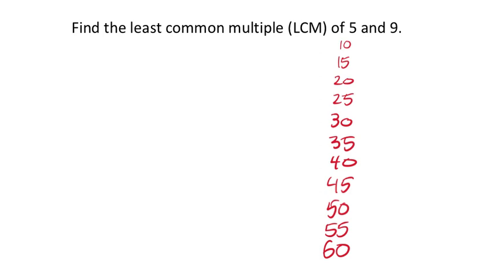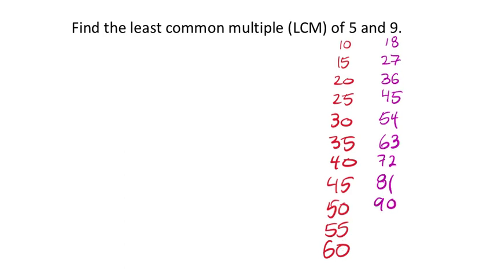Okay, so there's my first 12 multiples of 5. Let's get to the 9 then. I'll do these ones in purple. 9 is its own first multiple. 18, 27, 36, 45, 54, and yeah, I know you could stop right here, but I'm going to continue. 63, 72, 81, and then finally 90.